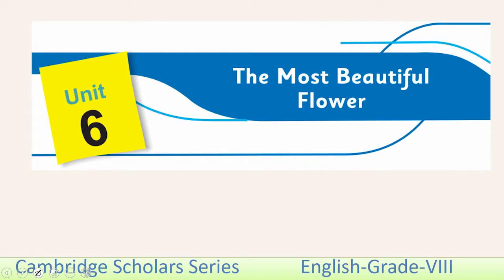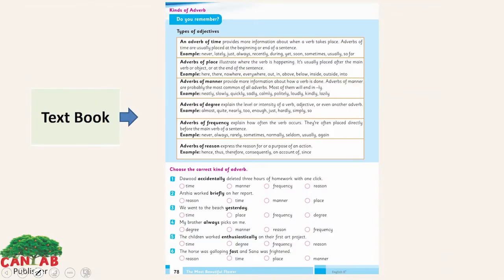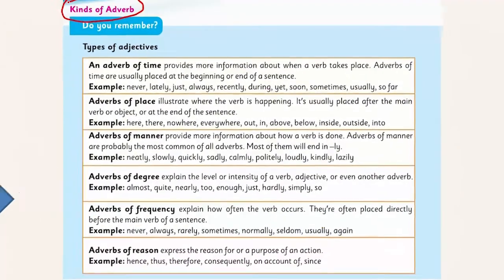We are going to start our lesson from unit 6, the most beautiful flower. SLOs of this lesson are to classify and use different kinds of adverbs learned earlier. In our previous lesson, we discussed adverbs. An adverb is a part of speech which modifies an action. It tells you how, when, where, in which manner, to which extent the action is done. Today, we are going to discuss the kinds of adverbs in detail.